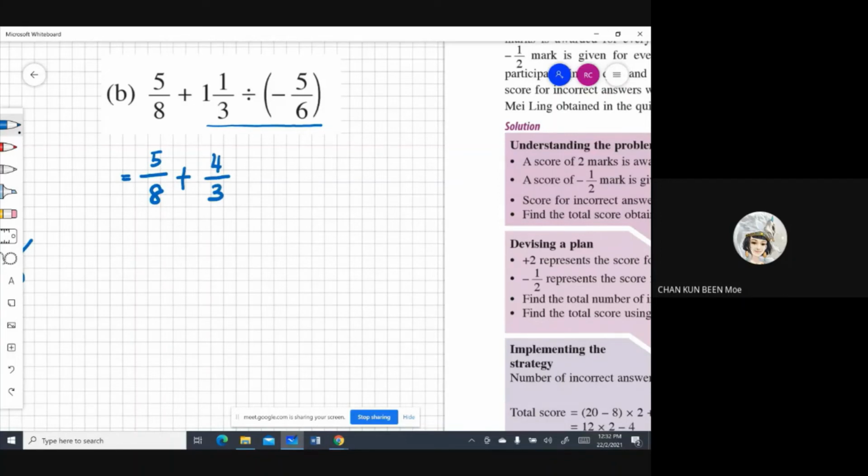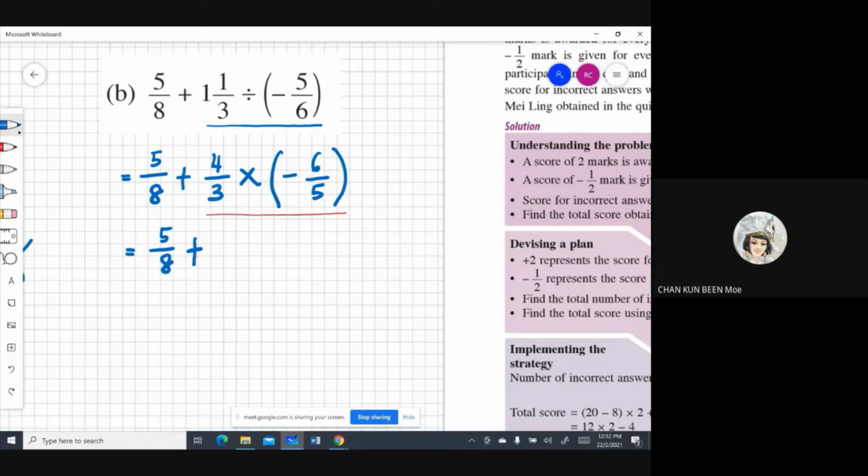Change the division to multiplication. Always remember, you cannot solve it if you don't change to multiplication. So when you change, it will be the reciprocal, 6 over 5. Yes, great. 6 over 5 is the reciprocal. Okay, so now is the multiplication. We need to solve the multiplication part first. Okay, the rest, same thing, you still copy down.